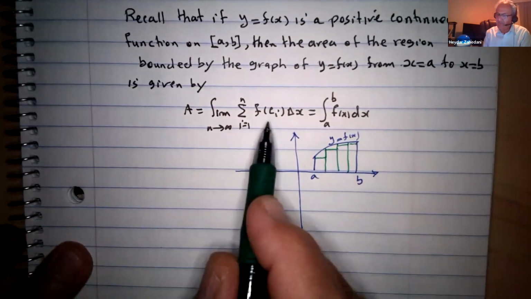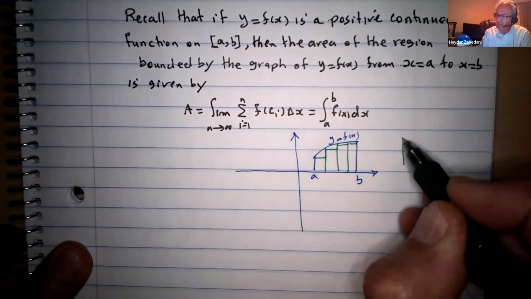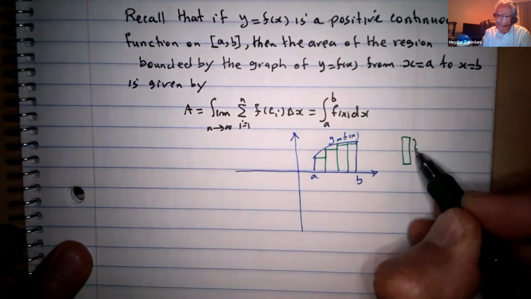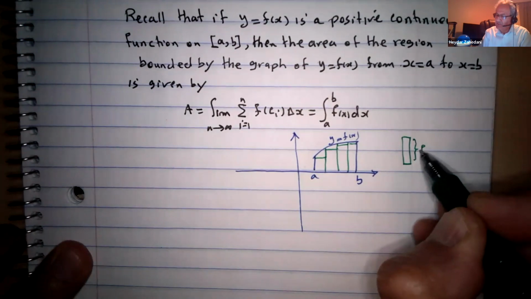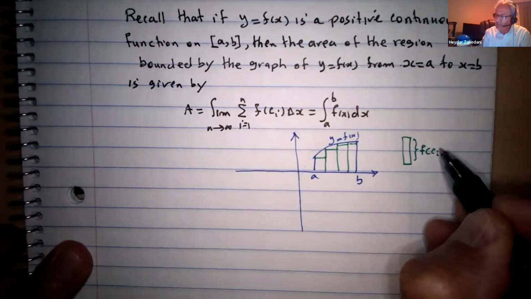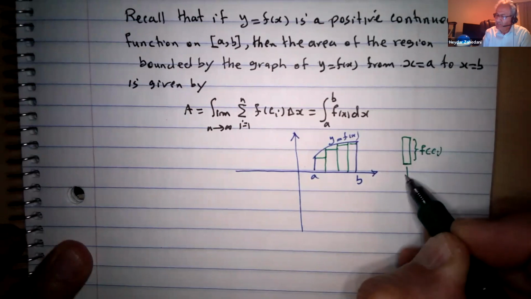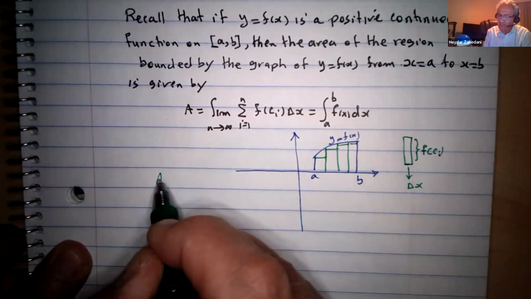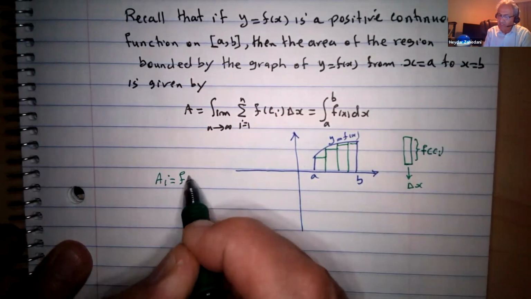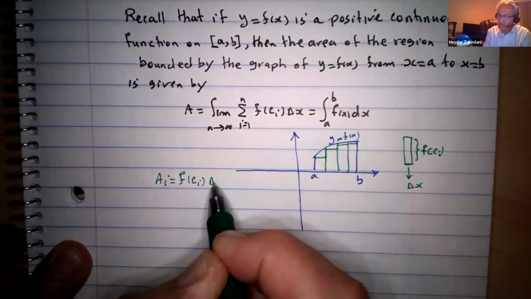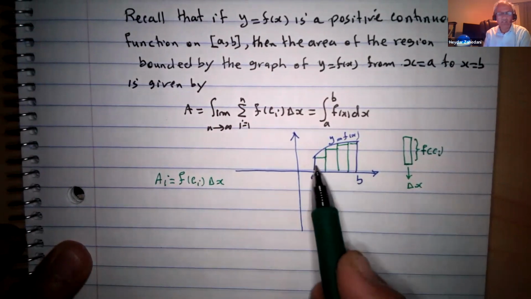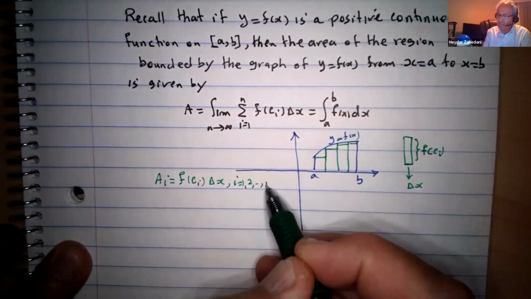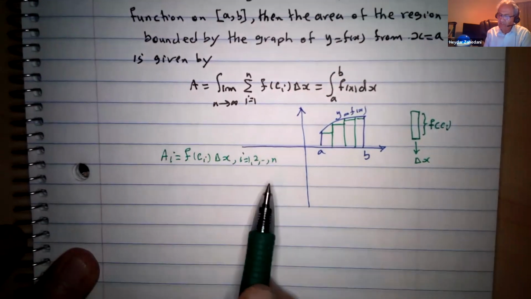Okay, so if you take one of these rectangles out, this dimension over here is going to be the y coordinate of the point, that we call f of ci. And this part over here is just delta x. So the area of one of these, we call it ai. The area of one is f of ci delta x. Since you are going to have, let's say, i equal to 1, 2, up to n, then we add them together.